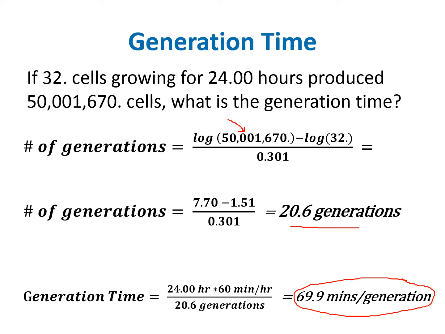To calculate the generation time, I put 24 hours in my equation times 60 minutes per hour. Remember, this is just going to convert hours into minutes. So these two will cancel out. Then I divided by the number of generations to get 69.9 minutes per generation. So that means that these cells reproduce in a little over an hour. If you'd like more practice with the calculations around bacterial growth, there's an optional homework that you can do.